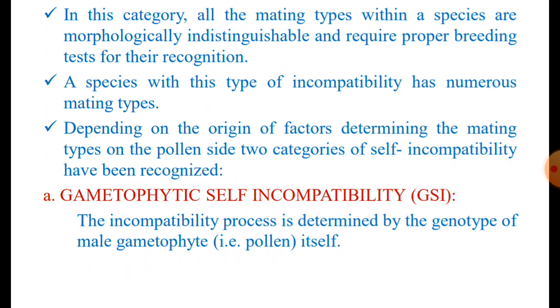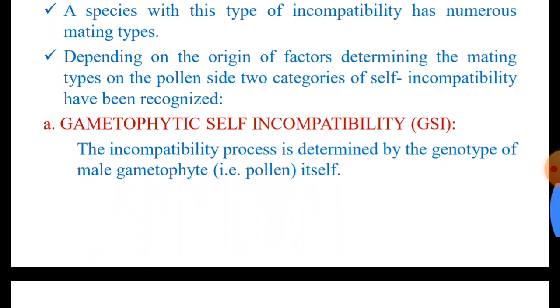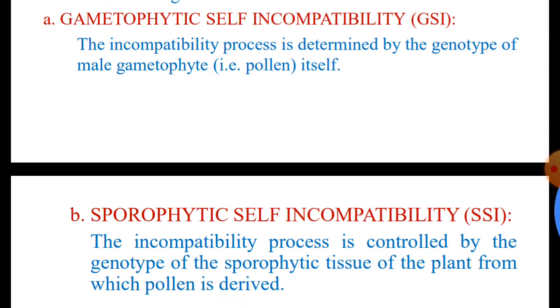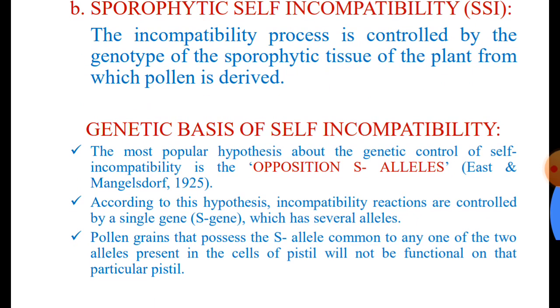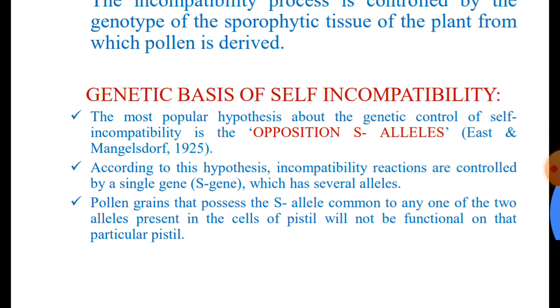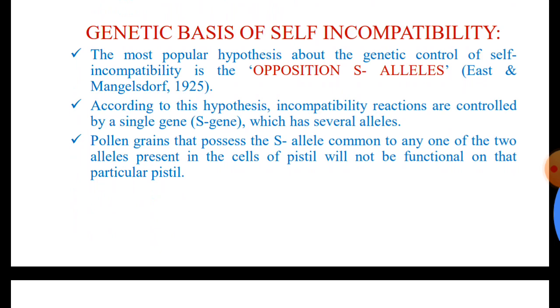Depending on the origin of factors determining the mating types, on the pollen side, two categories of self-incompatibility have been recognized. One is gametophytic self-incompatibility or GSI. The incompatibility process here is determined by the genotype of the male gametophyte, that is pollen itself. In sporophytic self-incompatibility, the incompatibility process is controlled by the genotype of the sporophytic tissue of the plant from which pollen is derived.